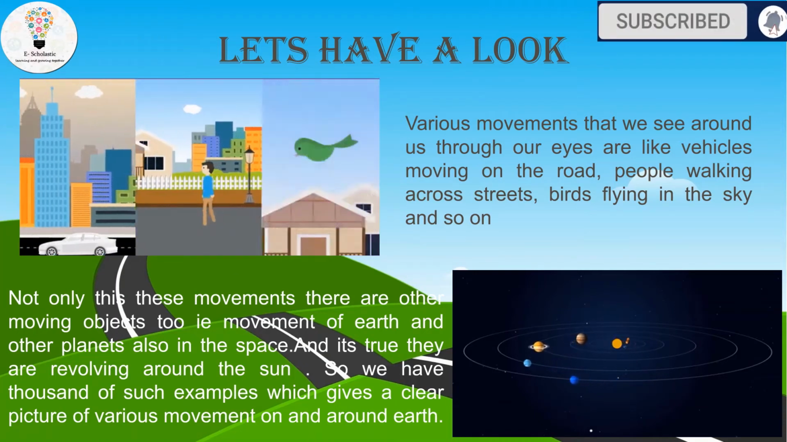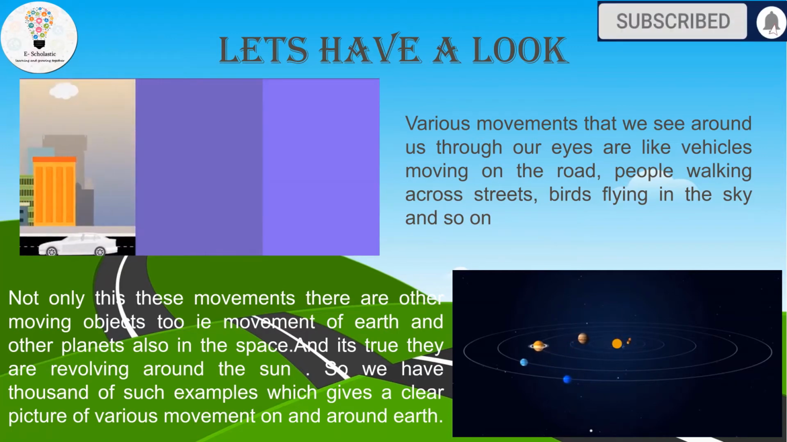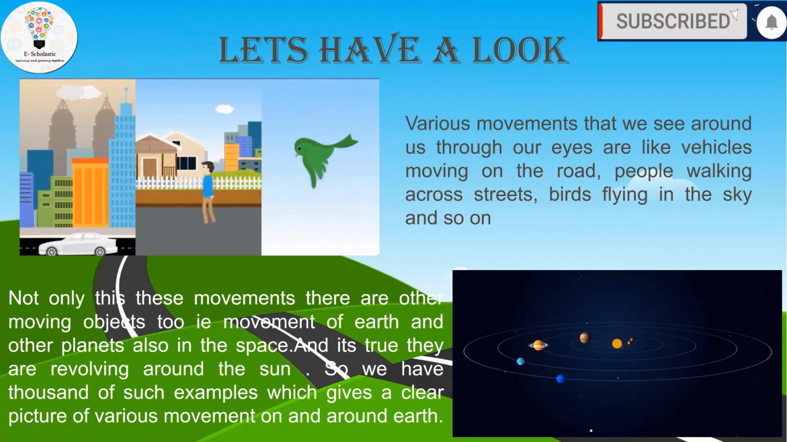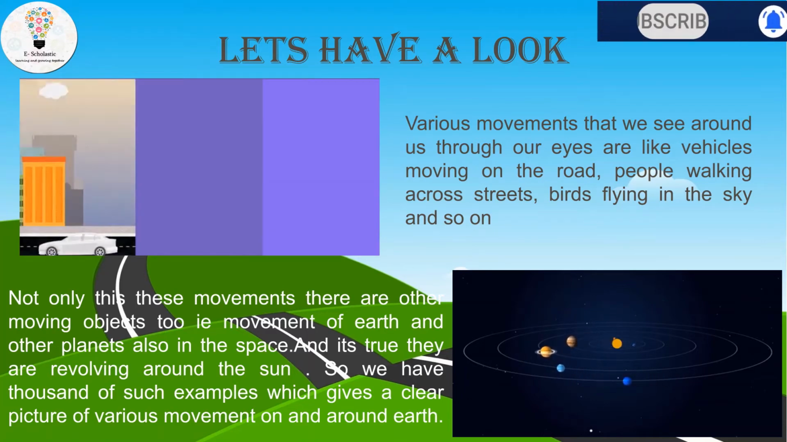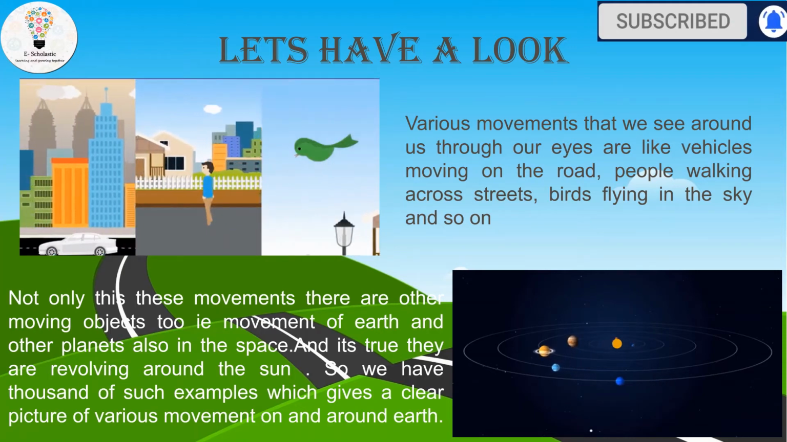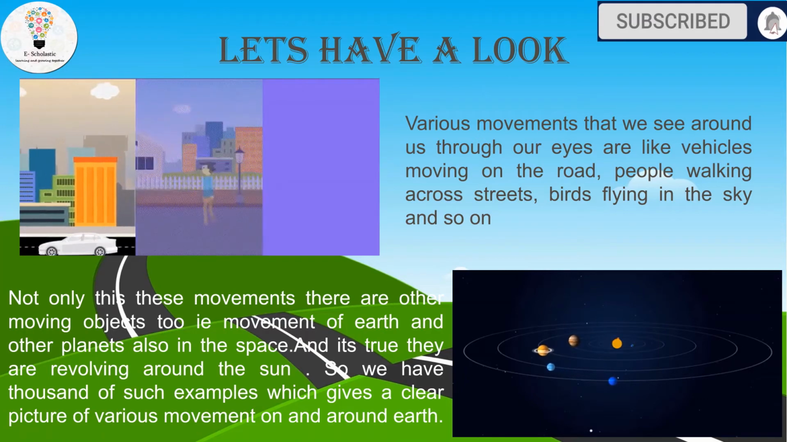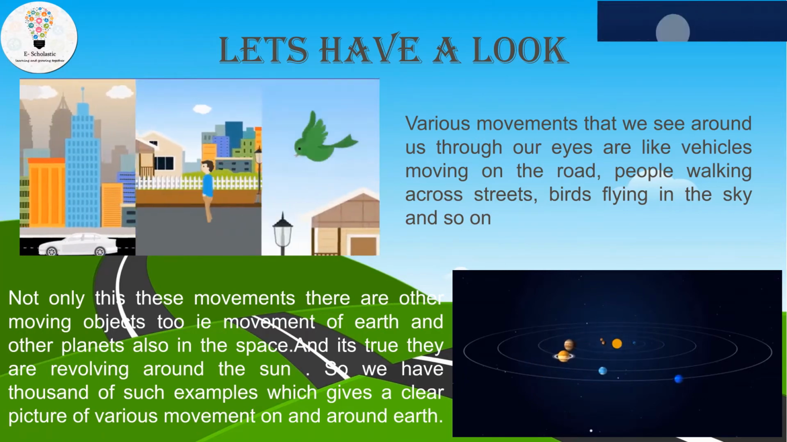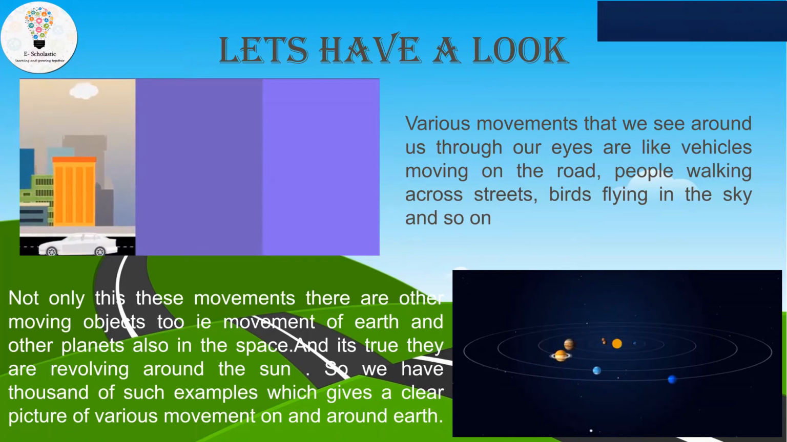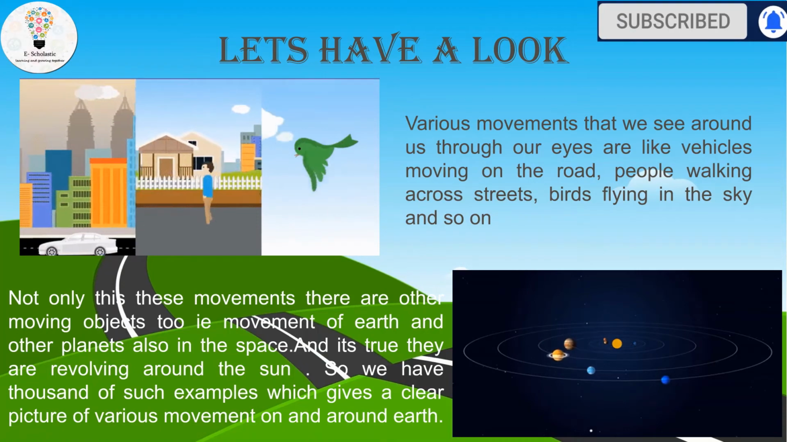And it's true, they are revolving around the sun. So we have thousands of such examples which give us a clear picture of various movements on and around the earth. So we have seen various things that are moving from one place to another, maybe on earth or maybe around earth. Now let's understand this concept more clearly in the next slide.